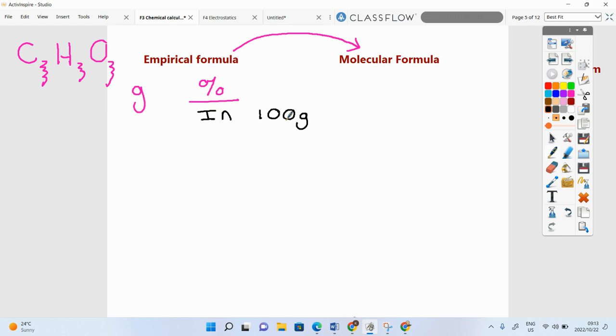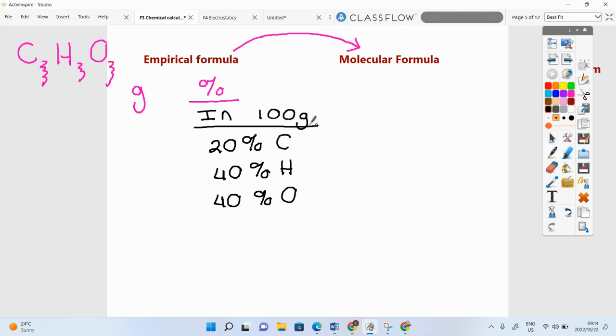Okay, so they can either give you the grams and say, this is the amount of grams you have, or they can say percentages. So then they're going to say, I have 20% of carbon, I have 40% of hydrogen, and I have 40% of oxygen. But then if I had 100 grams, that would just mean that I have 20 grams of carbon, 40 grams of hydrogen, and 40 grams of oxygen.